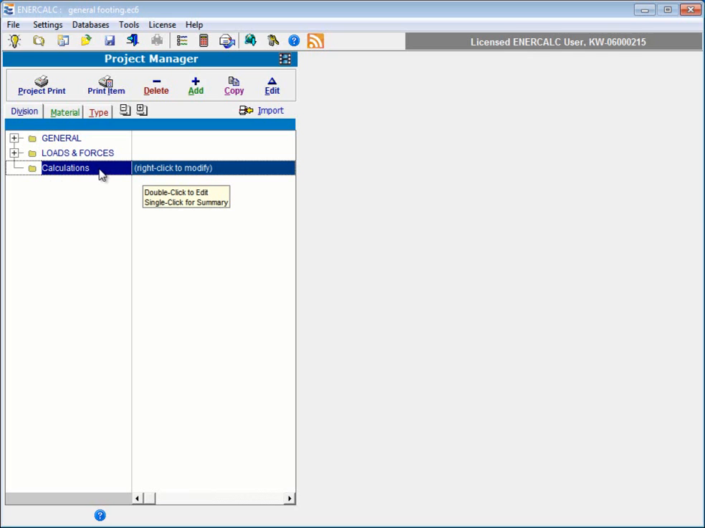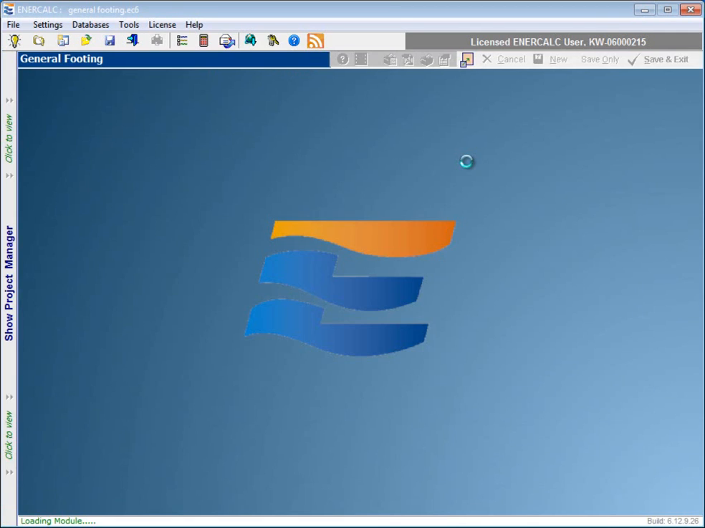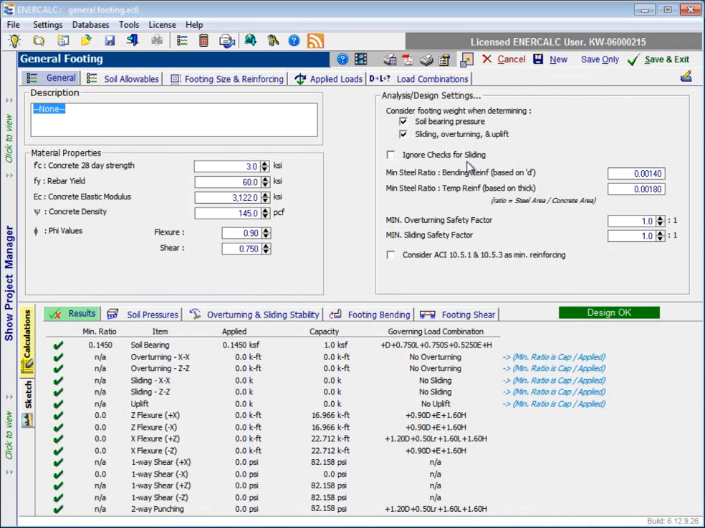I've clicked on the calculations item in the project manager, and then I'll come up and click on the add button. And then over here in the foundation category, it's the top item, general footing, that we're looking at here in this video. So I'll click general footing, and now we can see that the graphical user interface has updated itself to reflect the general footing module, and we see the tabs ready to collect the input for this calculation.